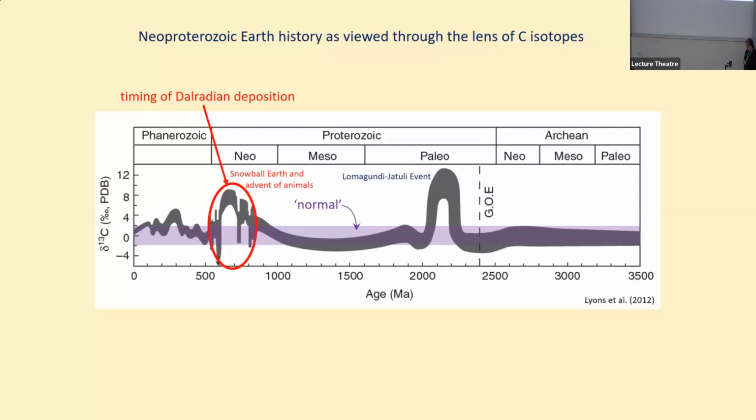The big one you see here at around 2.5 billion years ago, the Lomagundi-Jatuli event, was associated with the Great Oxidation Event. And the excursions that you can see associated with snowball Earth, the advent of animals, the biosphere, the locking up of carbon into calcium carbonate shells and tests, influenced the carbon cycle. That is when the Dalradian was deposited. So can we marry these two data sets that are known globally and bring them into the Dalradian?